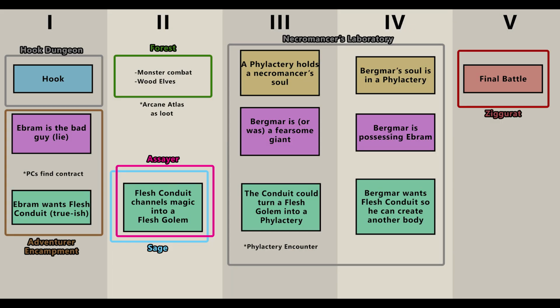Thanks to this handy-dandy little organizer here, I know that our local area should include the local town, the starting dungeon, which is located next to an encampment, at least 2 forests, a necromancer's laboratory, and an ancient ziggurat. These are the locations necessary for our adventure, but there are a few other things that I always like to include in my local area.